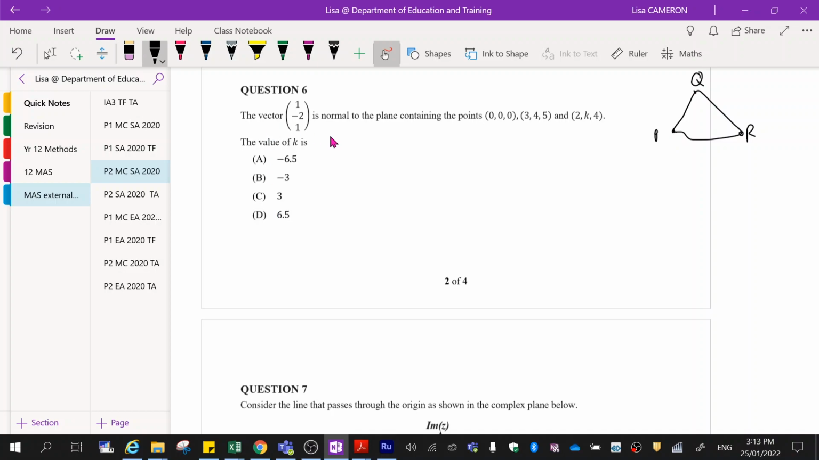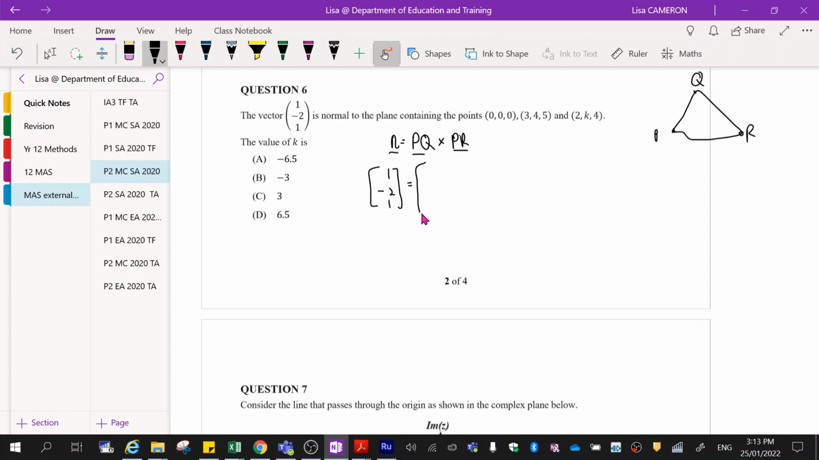Okay, so we know what the normal is, and we know the 3 points. We just have to find out what K is. So I do know that to find the normal to a plane, all I need to do is find P to Q and multiply it, or the cross product, of P to R. And then that will give me the normal to the plane. So I know that the normal is going to be 1, -2, 1.